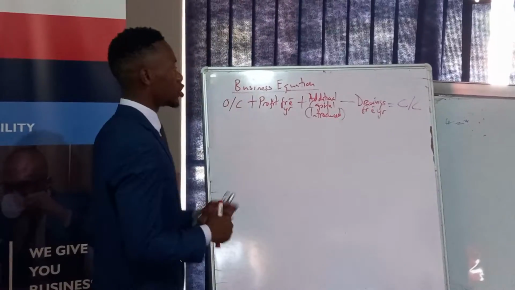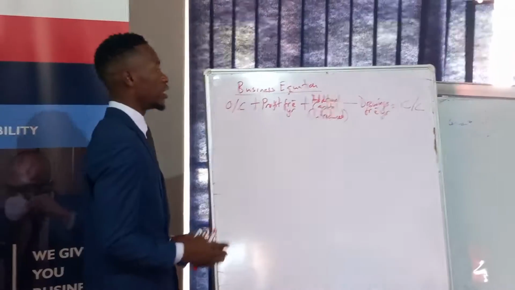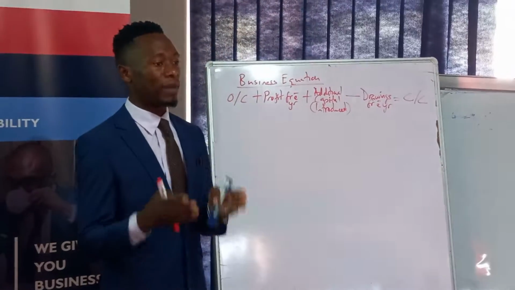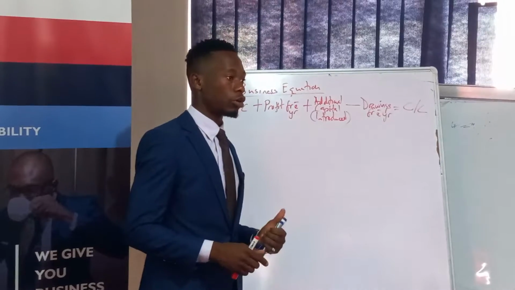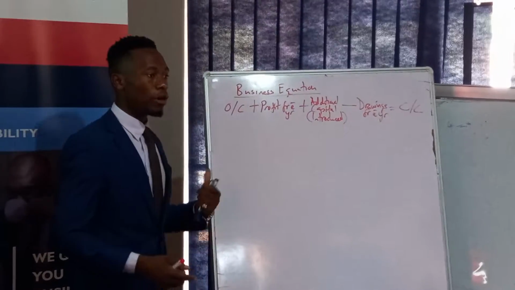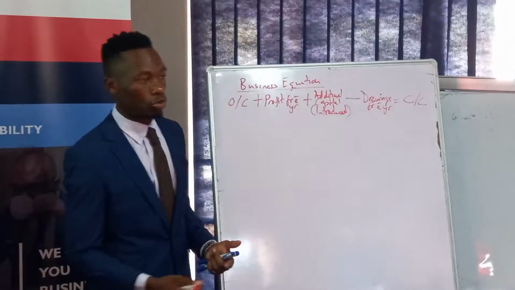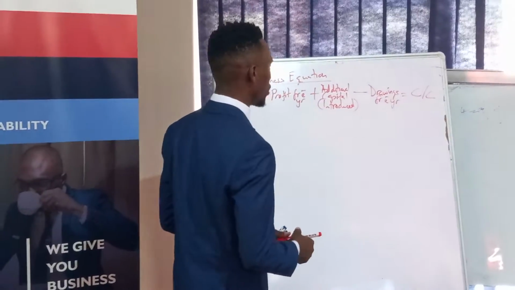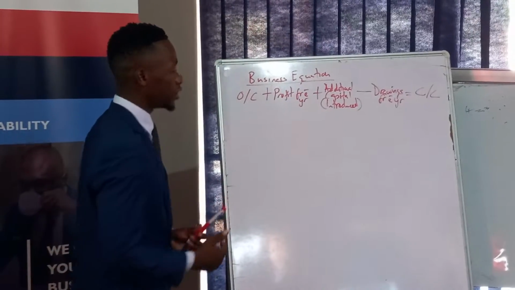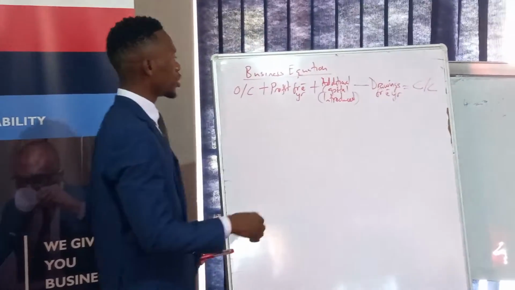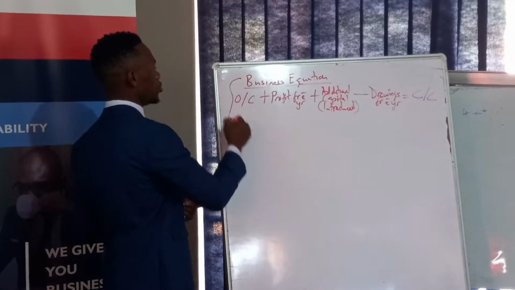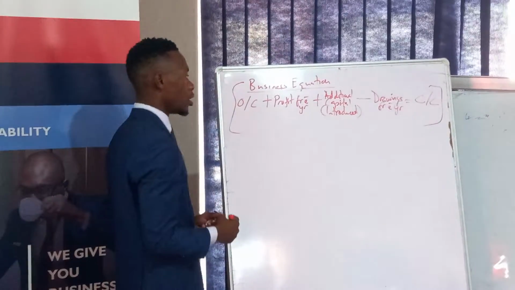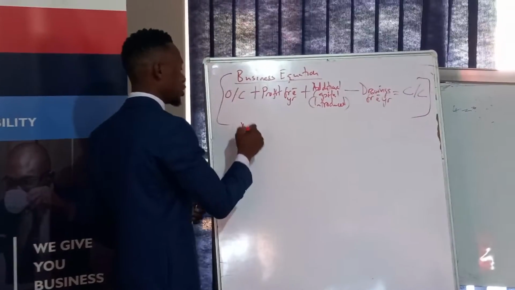Number two, also read the question carefully and see whether the drawings is per year or per month. If you have been given the drawings per month, you multiply by 12, you understand? If it's per week, how many weeks do we have per year? We have 52. You multiply by 52, you then get the closing capital, right? So this is the formula for the business equation. From our paper, I saw a question where you were supposed to give the correct equation, right? This is the equation.